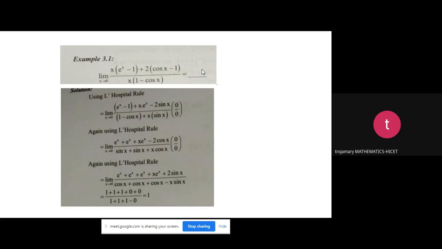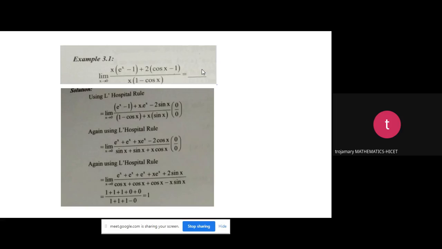Second term, 2 into (cos 0 minus 1). Cos 0 value is 1, 1 minus 1 again 0. So the numerator is 0. Similarly, the denominator is also 0. So we get 0 by 0, that is an indeterminate form. Then we apply the L'Hospital rule. For the L'Hospital rule, we just differentiate the numerator, and similarly differentiate the denominator.